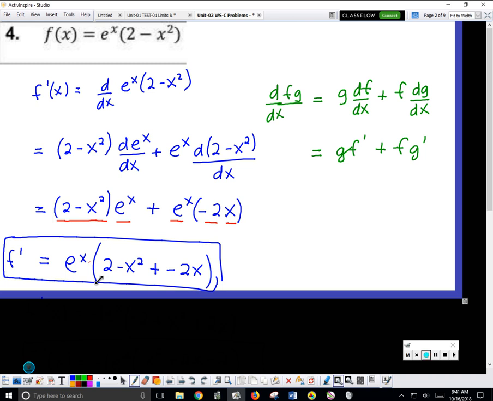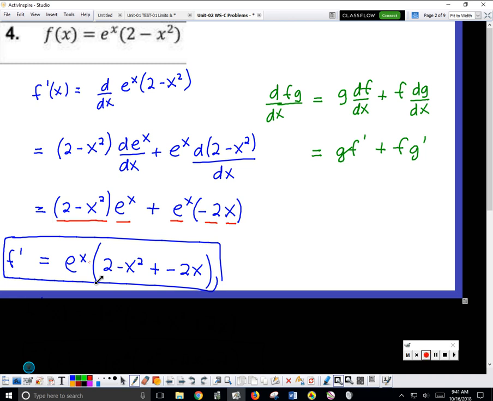Questions? Always check your factoring. Elijah. Why did you leave it plus -2x? Oh, it doesn't really matter. Either way. You can write this as plus -2 or just -2. Either way. 2 points. Anybody else?